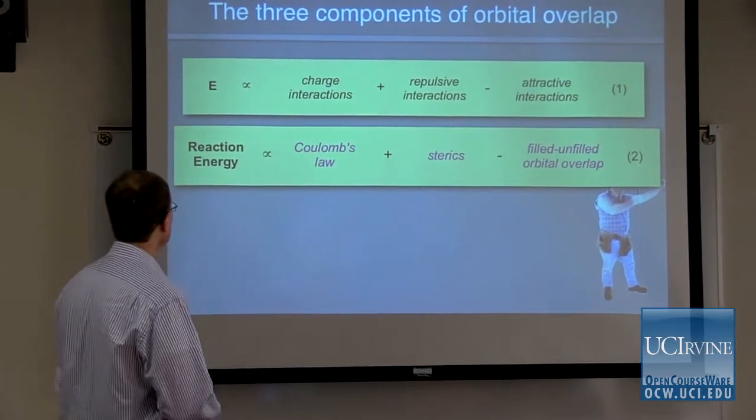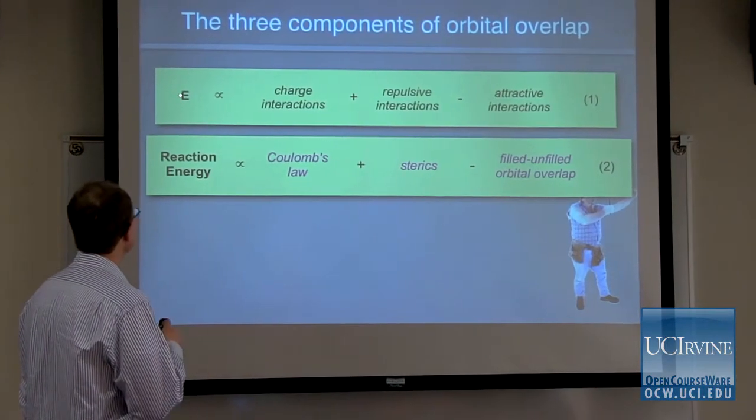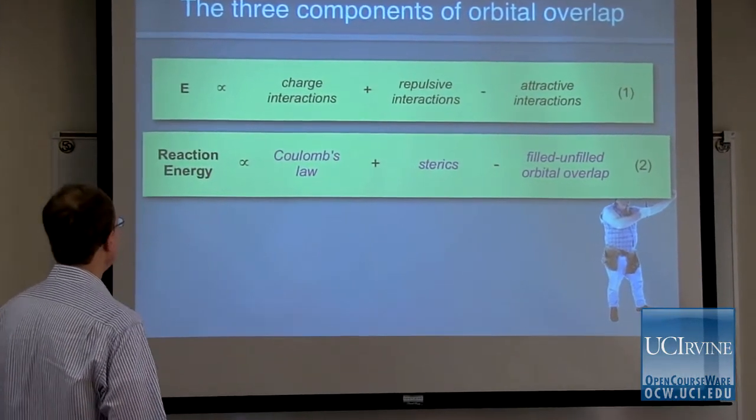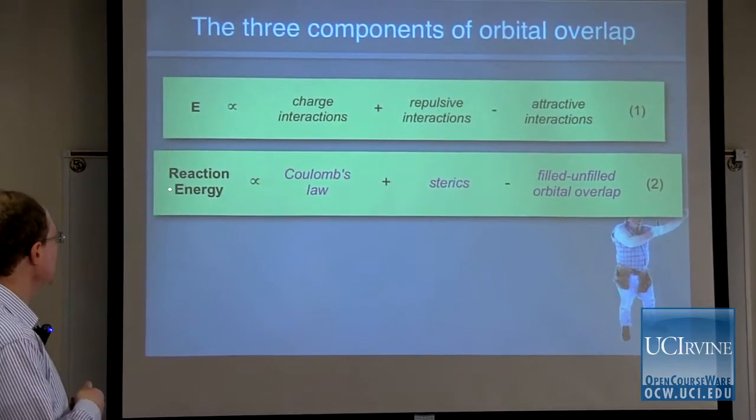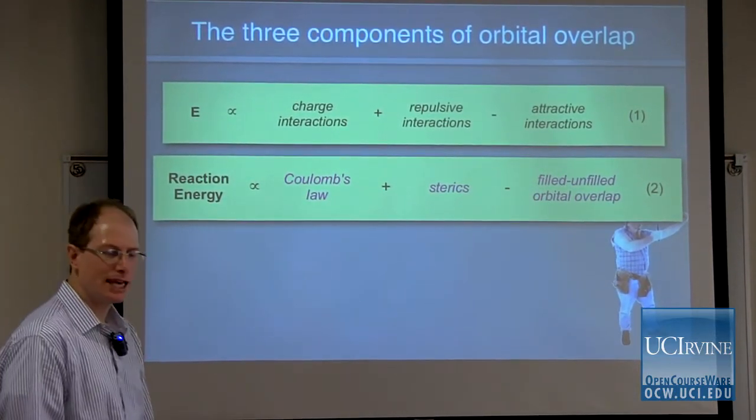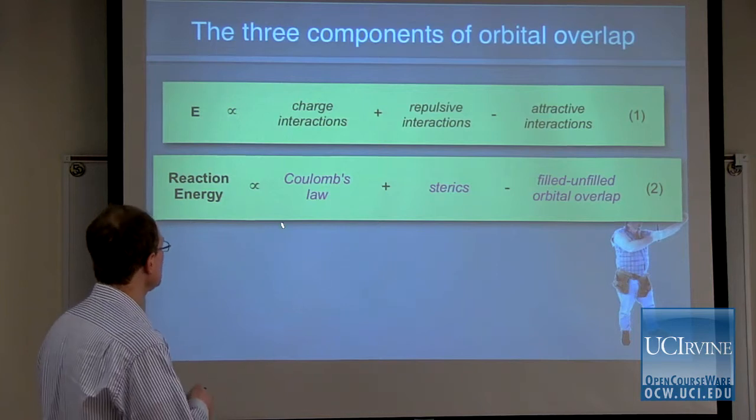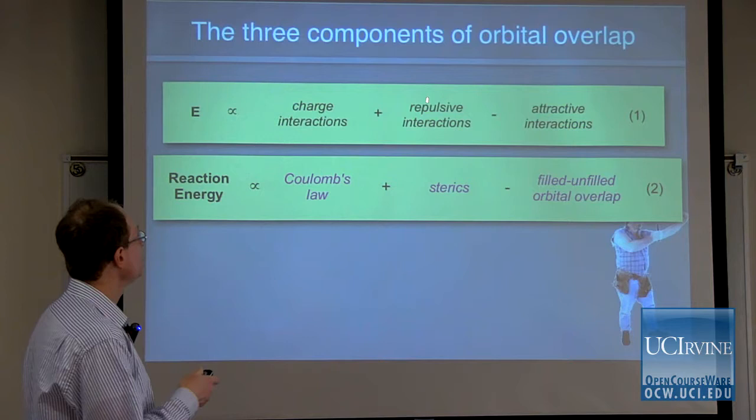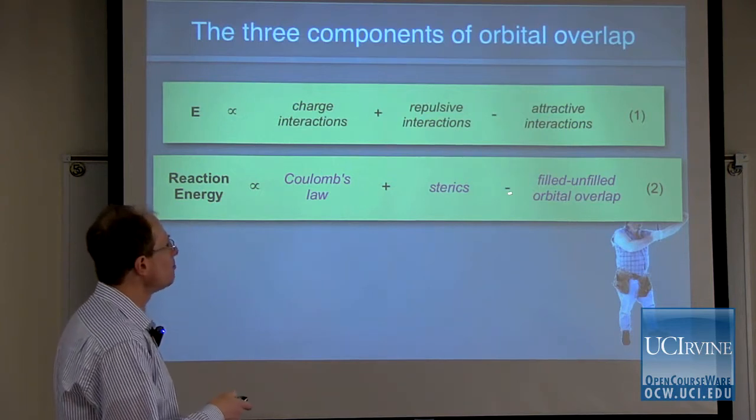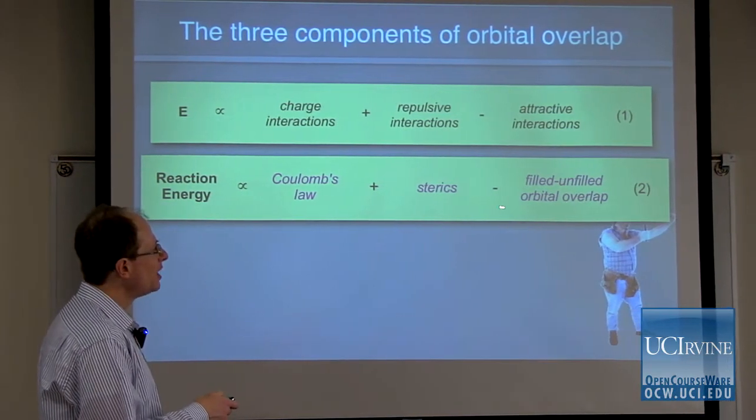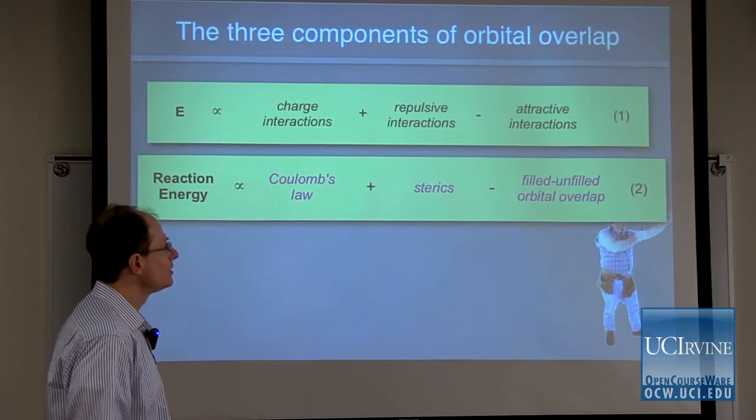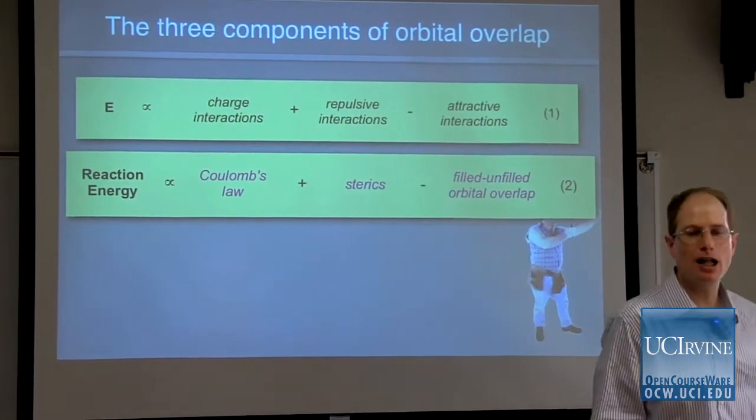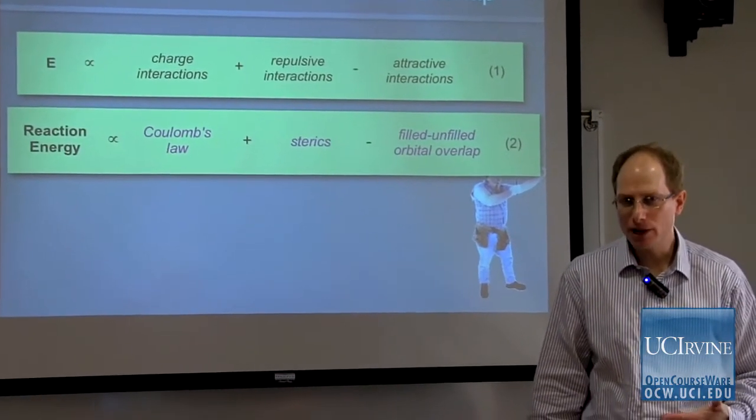So here, reduced down to its terms, is a different representation of the same equation 1 from up above. In other words, the reaction energy for a particular set of interactions is proportional to Coulomb's law, which governs charge-charge interactions, plus the steric terms, minus the filled-unfilled orbital overlap. And it's this third term over here that governs whether or not the molecules actually get to form and to break bonds.